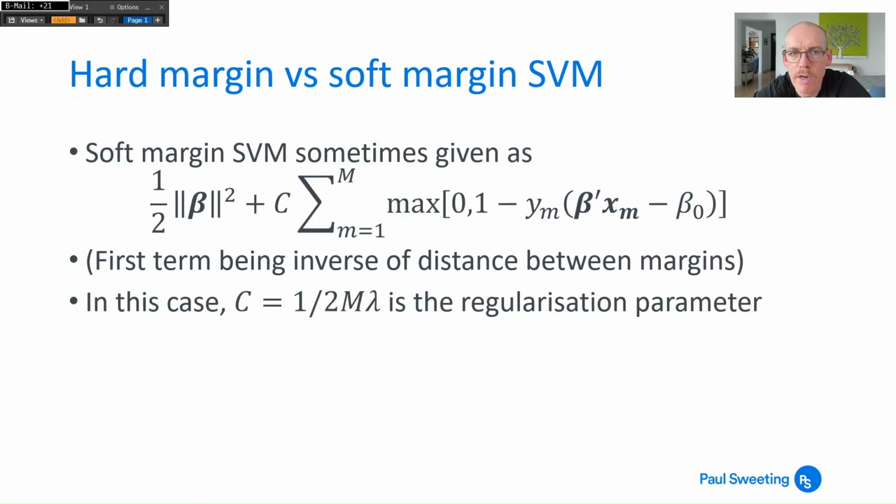Now, that's not the only way that the soft margin support vector machine is given. Sometimes it's given as a half norm beta squared plus C times the sum from m equals 1 to M of that max function. So the first term is the inverse of the distance between the margins, and what you've got here is a value of C which is actually equivalent to 1 over 2M lambda as a regularization parameter.